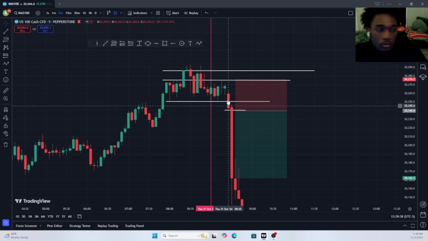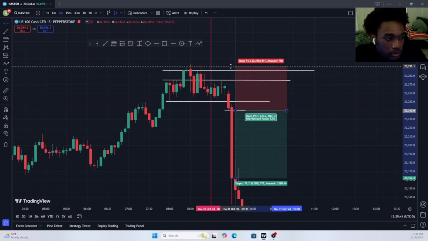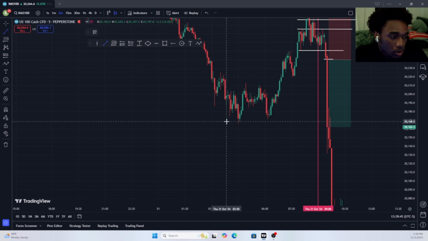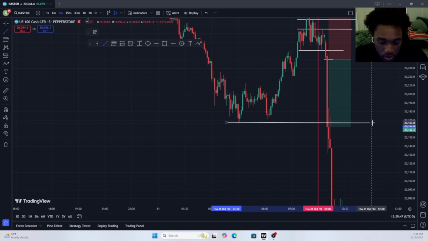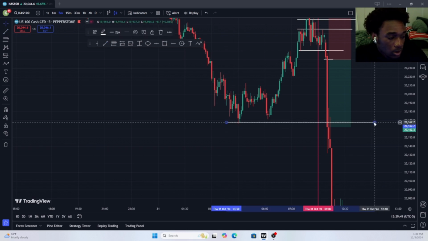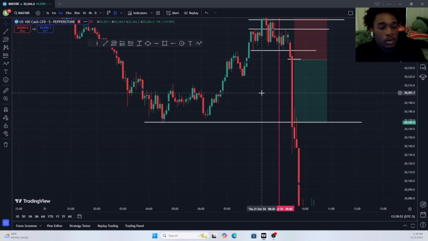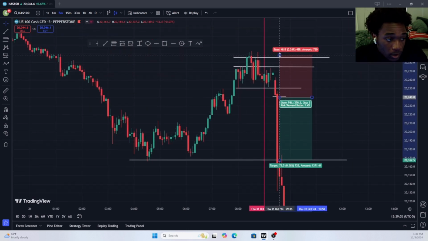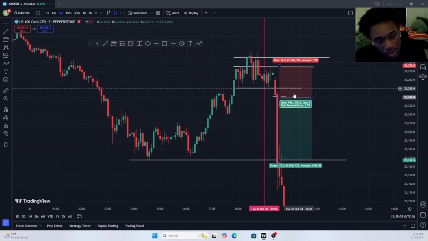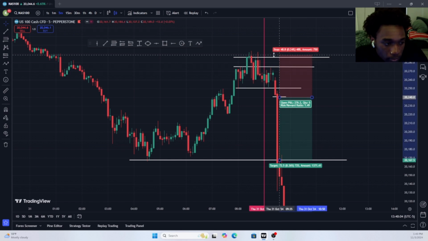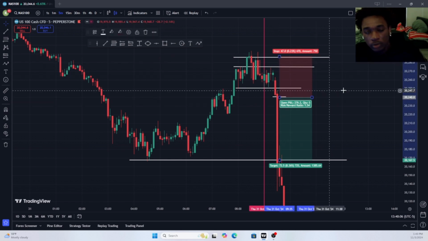So if I put my stop above this zone and I target the recent low, because I always target recent lows if I'm looking to enter on a sell, or I target recent highs if I'm looking for buys, I would have got a 1-to-1 risk to reward. Now, if I put my stop below this zone, it would have been a little bit better. I would have still got a 1-to-1, but it would have been closer to a 1-to-2.